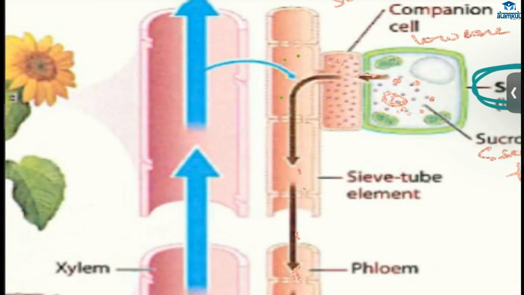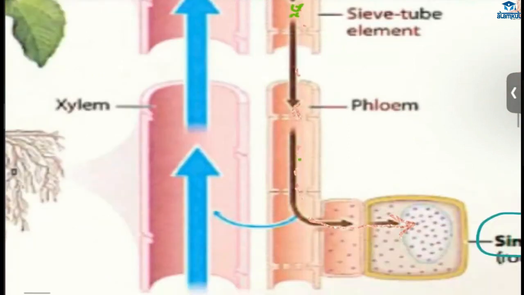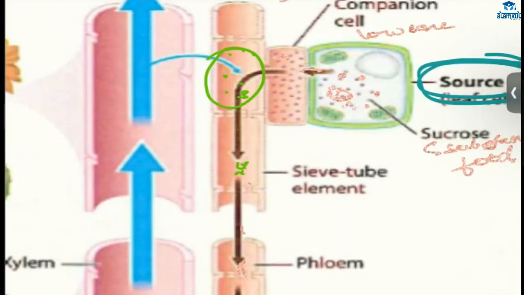Because water and sucrose are coming in, there will be more pressure here and less pressure there. So this water and sucrose will move to the next sieve tube, and after that to the next sieve tube, towards lower pressure, and like that it will move to the sink. Got it? How this is going? Yes or no? Yes, ma'am.